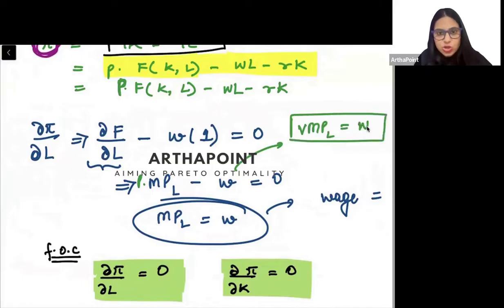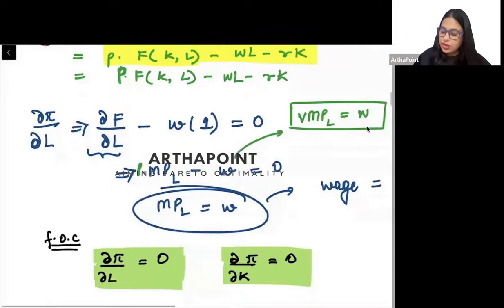So how much wage will I be paying to the labor? It will be equal to the value of the output generated by that labor. So if I am producing 100 rupees of output, you give me 100 rupees. If I produce 200 units worth of output, you give me 200. This is an important equation.